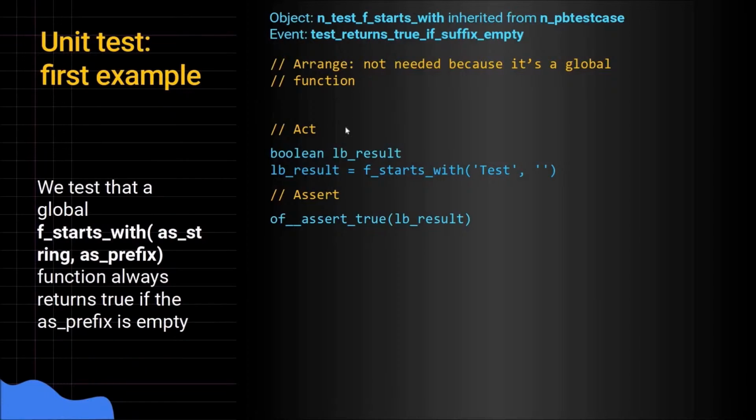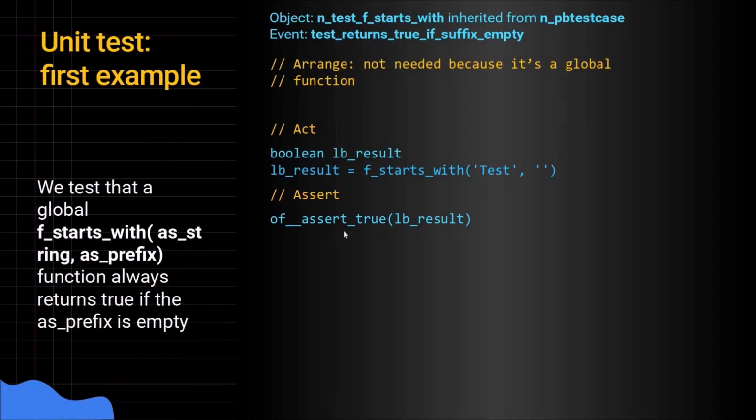So here are the 3 steps inside the code. We don't have an arrange step because we have a global function, so we don't have to instantiate it. But we have the act, in which we call the function fStartsWith with the arguments that are needed to test this case. So this is the string, and the second parameter is an empty prefix.